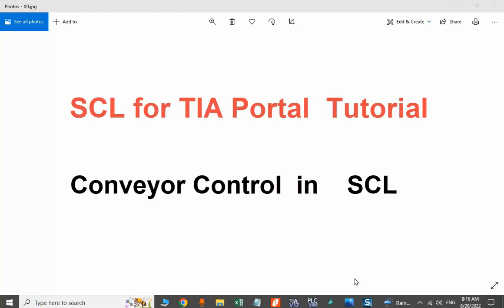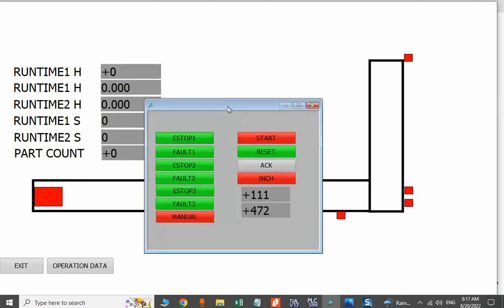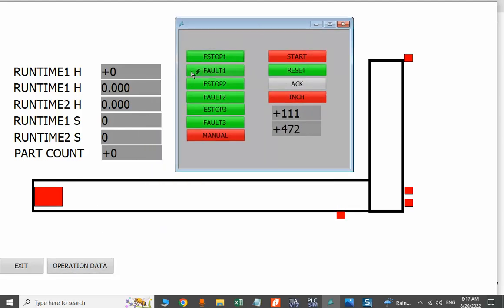The next topic is the conveyor control in SCL. This is the HMI that is designed. In this HMI, we have a simple bag, and we have the control to motor 1 here. This conveyor is controlled by motor 1. We have a light barrier in here. We have a pusher here and motor 2 that will take the bag outside.